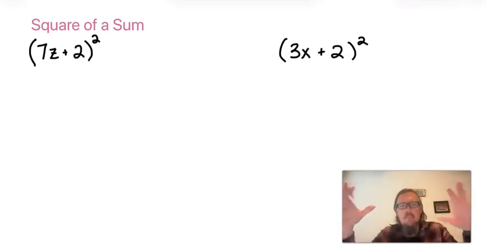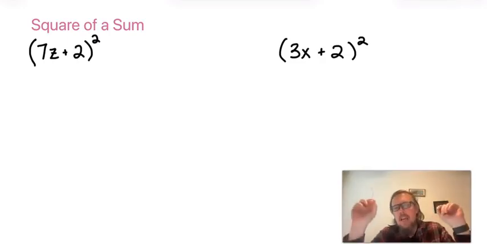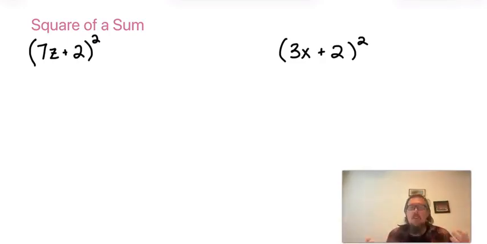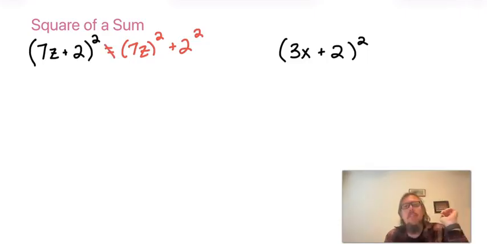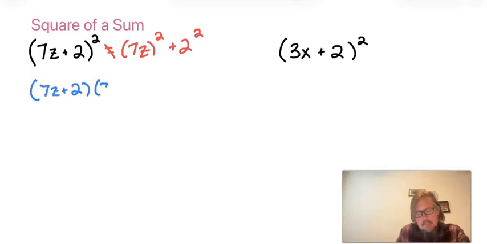That is when we have a binomial that is being added, like 7z plus 2, and then it's being squared. So what squared means is not 7 squared plus 2 squared. Let's get that out of the way right off the bat. This does not mean 7 squared plus 2 squared. That is incorrect. When you have something squared, what it means is multiply it by itself. So this means 7z plus 2 times 7z plus 2.